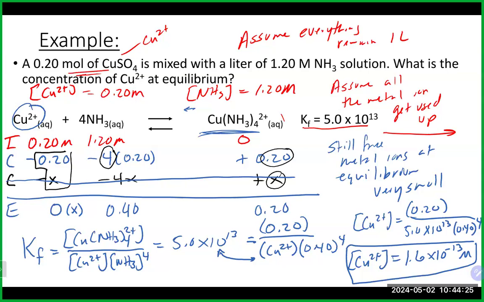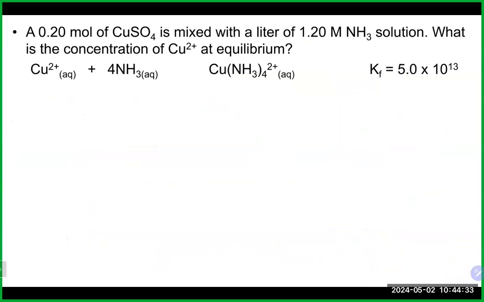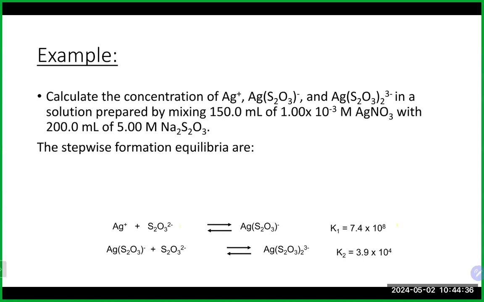All right. So let's take a look at a couple other variations on these problems here, and we'll take a look at them together since we took the quiz here today. So let's take a look at this next problem and talk about how we could approach this one. We want to calculate the concentration of silver, AgS2O3 minus, AgS2O3 2 3 minus, and everybody pretty much. When we mix together 150 milliliters of 1 times 10 to the minus 3 molar silver nitrate with 200 milliliters of 5 molar Na2S2O3.